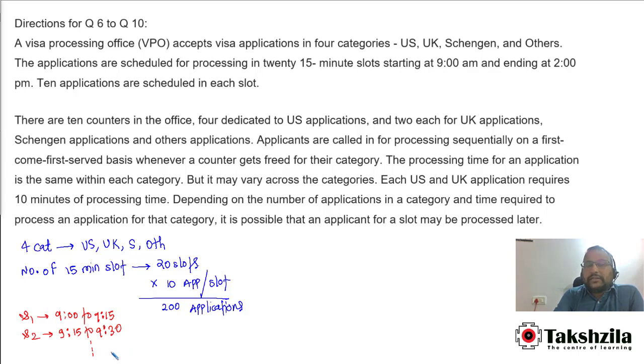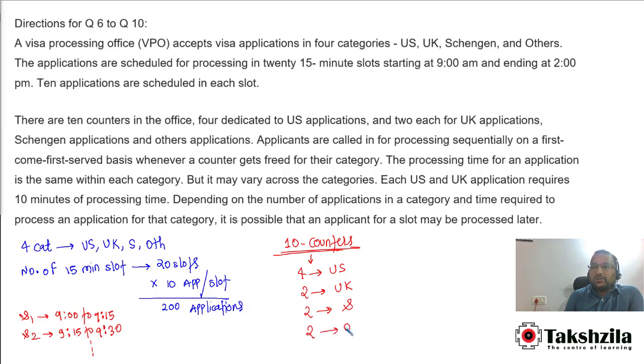Now let's read the second paragraph. There are 10 counters in the office. Out of these 10 counters, 4 counters are dedicated for US applications, 2 counters are dedicated for UK, 2 counters are dedicated for the country S, and the remaining 2 counters are dedicated for the other countries.